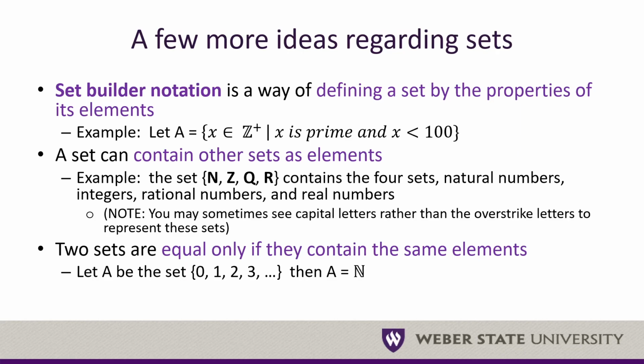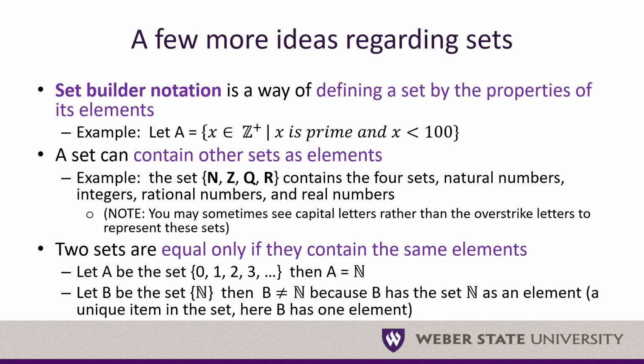Here's an example. Let A be the set 0, 1, 2, 3, 4, etc. The ... here indicates that I'm continuing a pattern, so I don't have to explicitly list all the elements of this particular set. Because the integer values that I've listed there are the same as we have in the set of natural numbers, then we can say that set A is equal to the set of natural numbers. If we let B be the set containing the set of natural numbers, then we'd say that B is not equal to the set of natural numbers. Why?